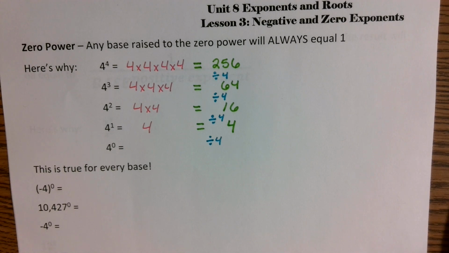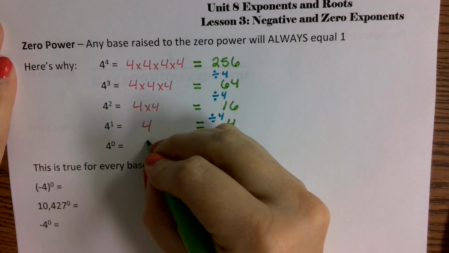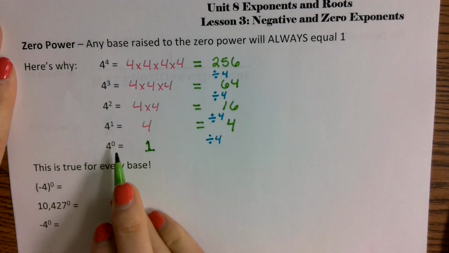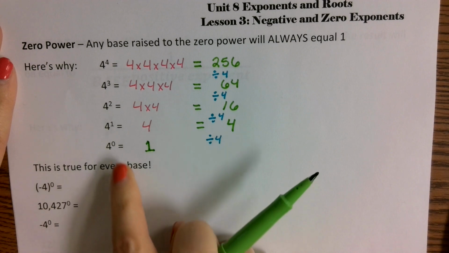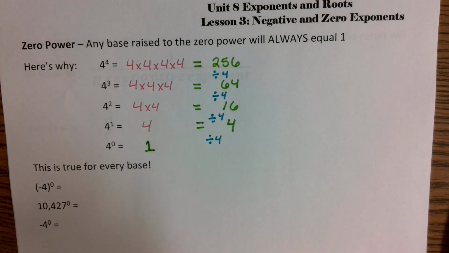20 divided by 20 is 1. 700 divided by 700 is 1. When you take a number and divide it by itself, it is 1. So this is just going to equal 1 whole. Every base that's raised to the 0 power is always going to be equal to 1 whole. It does not matter what the base is.